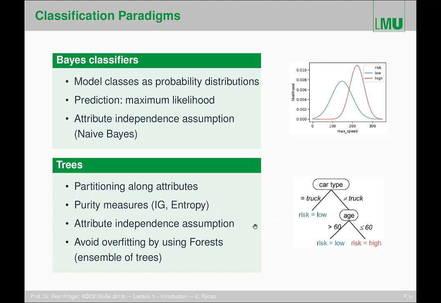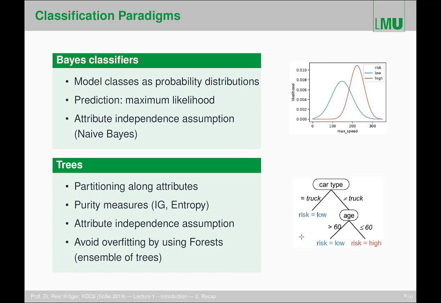Typically there are also independence assumptions here, because we have axis-parallel partitionings, and we talked about the fact that these trees have a very high tendency for overfitting. The tree itself is a good classifier, but it has a very high tendency to overfit. So in practice, never use a single tree, always use a forest.